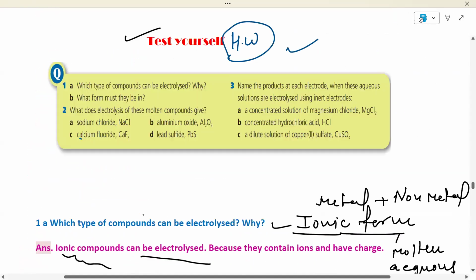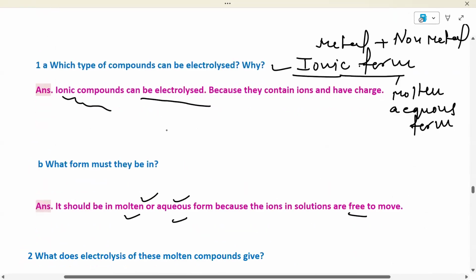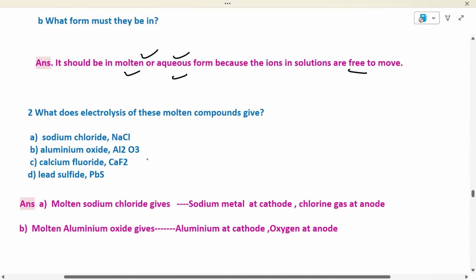Next question is, what does electrolysis of these molten compounds give? These questions are given from the complete chemistry book. First is sodium chloride. Sodium chloride gives sodium metal at the cathode, right? Cathode is the negatively charged electrode. And chlorine gas at the anode. Anode is the positively charged electrode.